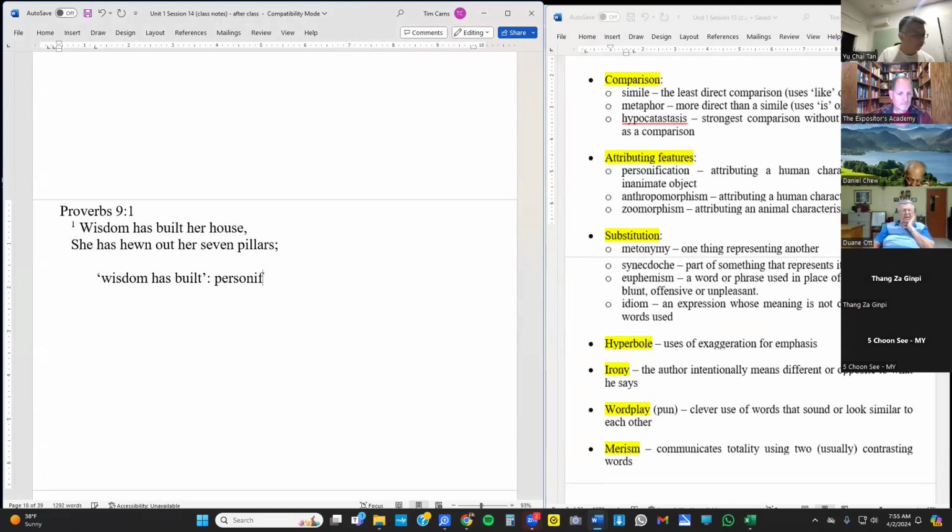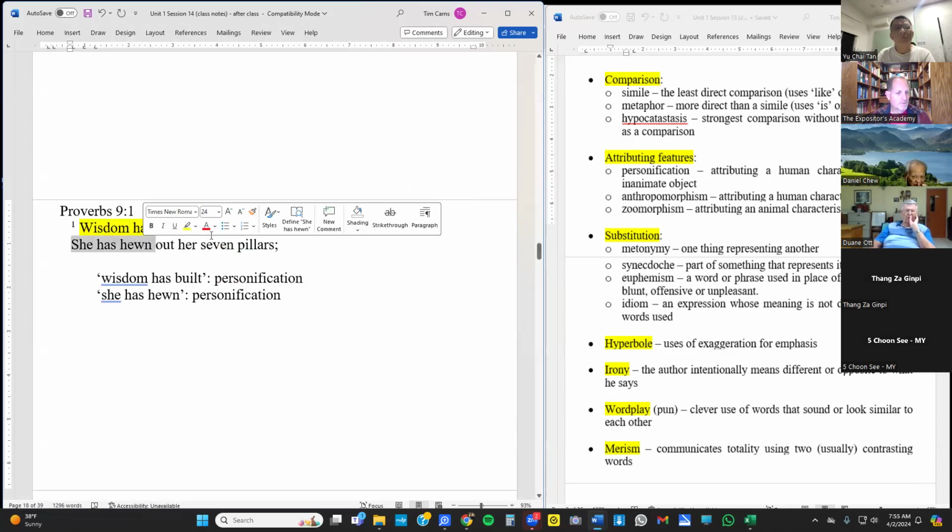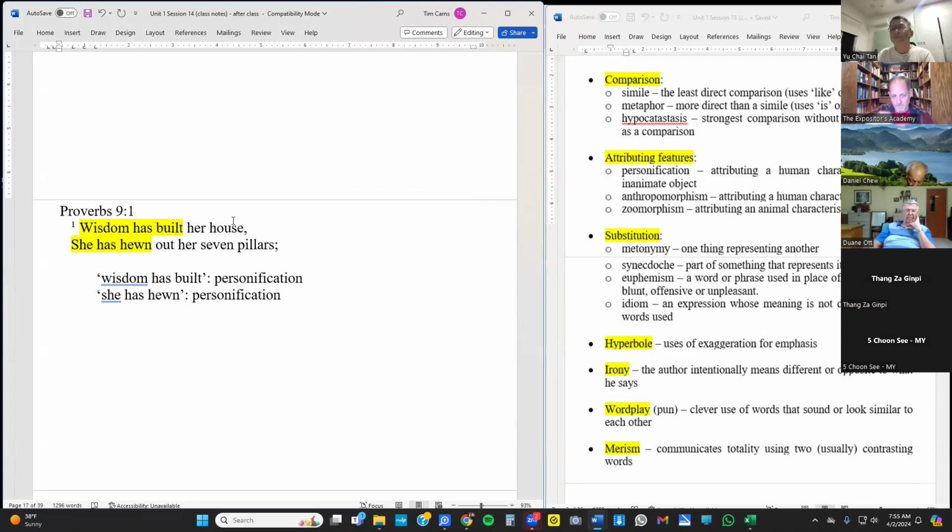But what is that? Is that hyperbole? No, I guess not. No, personification. You're correct. Wisdom is not a person. It's an attribute. And then "she has hewn"; those are personifications. It makes her female. I always point out to the guys who try to compare wisdom to Christ that in Proverbs 9, wisdom is feminine.